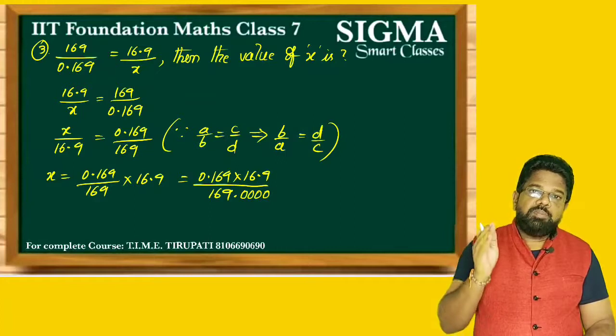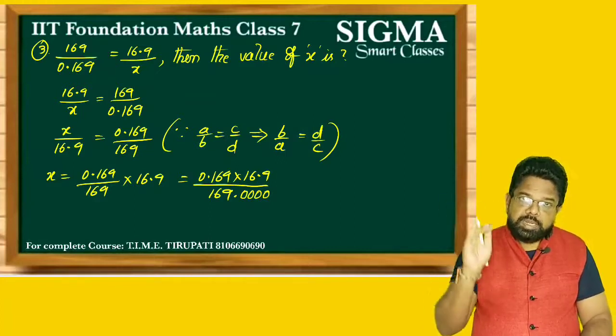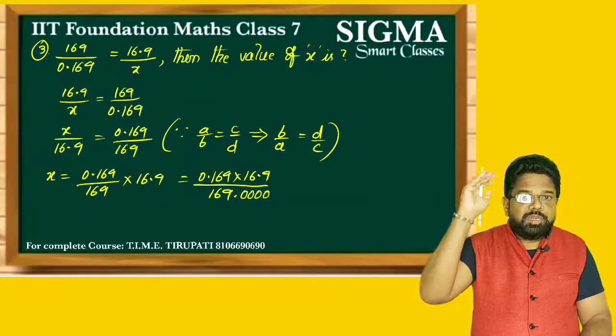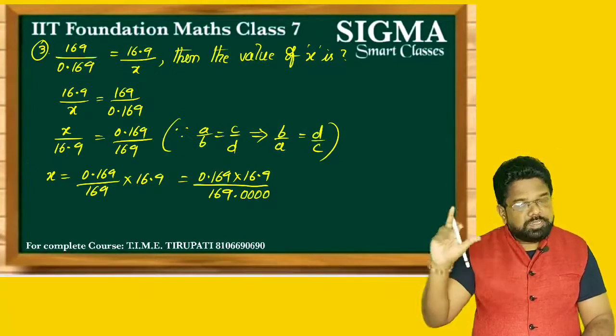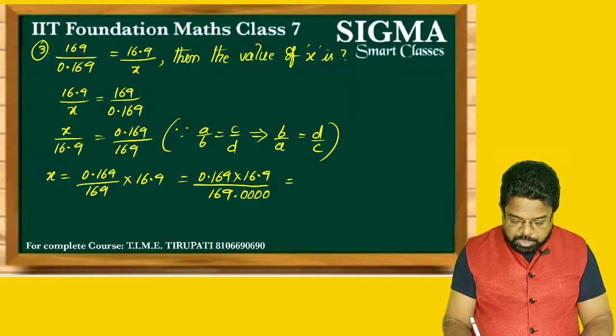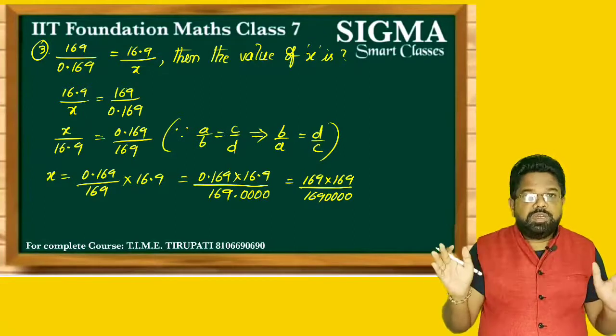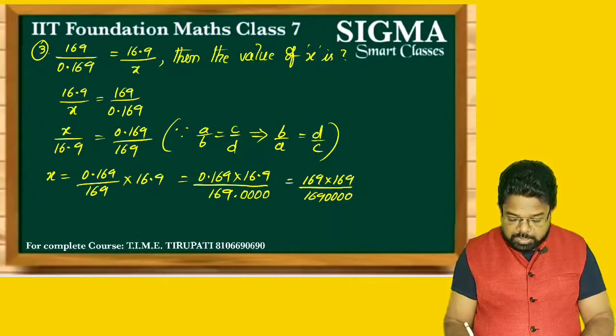So there are now an equal number of digits after the decimal in the numerator and denominator. After the decimal in the numerator 4 digits, in the denominator also 4 digits. Now remove the decimal in the numerator and denominator and take the values as they are. So 169 into 169 by 169 followed by 0, 0, 0, 0. In this way you have to remove the decimal. Now cancel the terms.